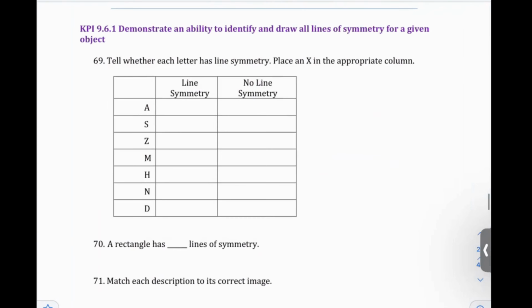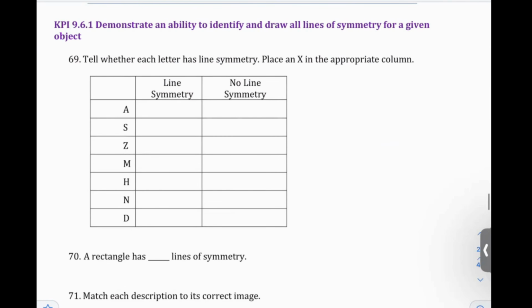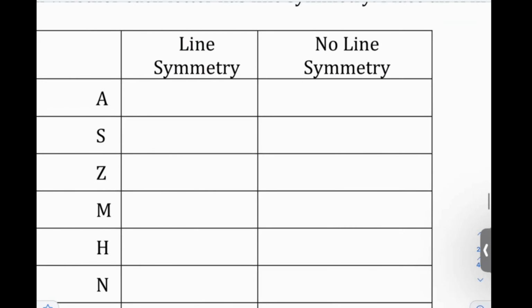Symmetry. Okay, tell whether each letter has line symmetry. Place X in the appropriate column. Line symmetry means a line that can cut the shape into two congruent parts so that one side is a reflection of the other, exactly the same as the other one. So let's check. Does A have a line of symmetry? Yes, you can cut A vertically like this, so we'll put X here.